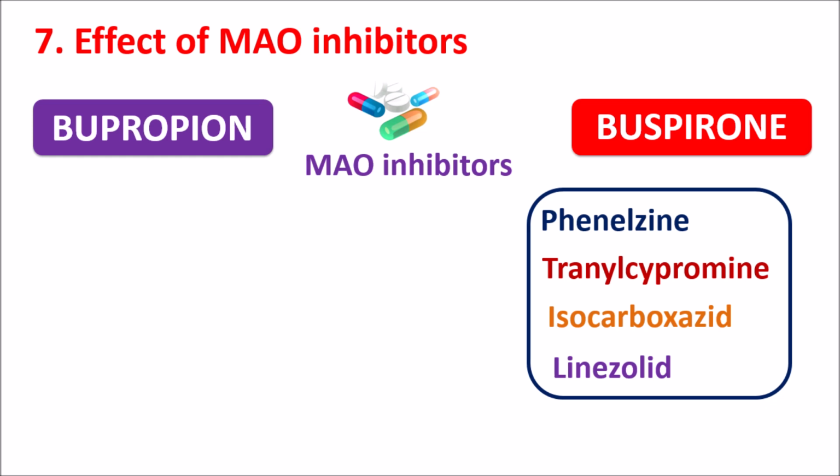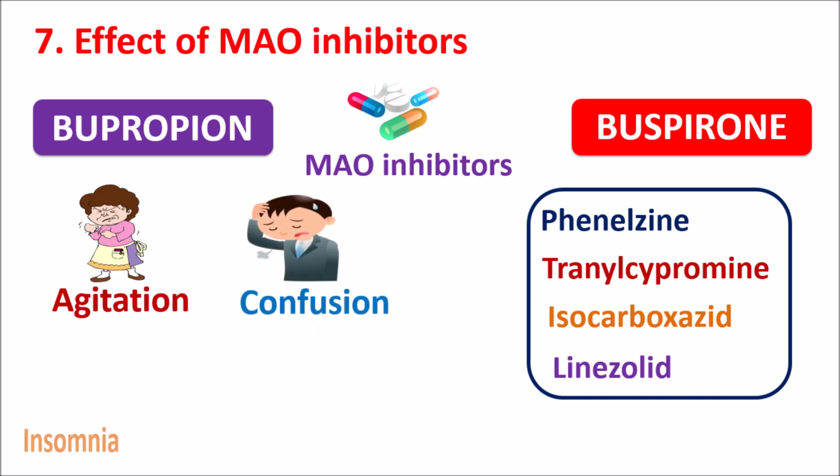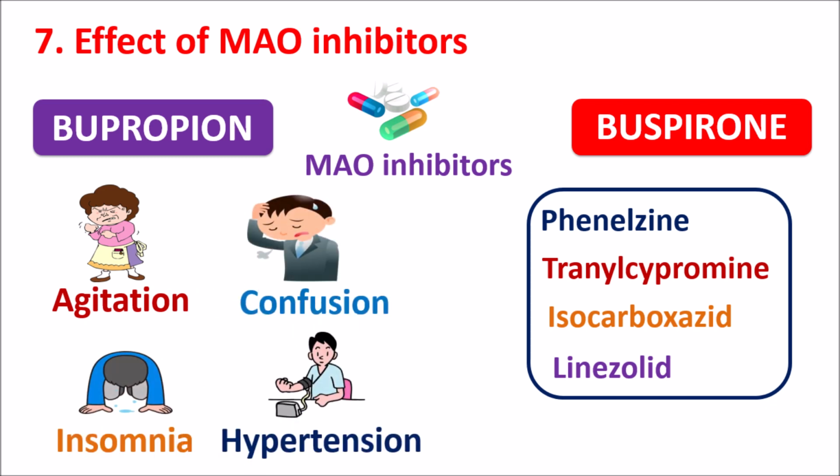When they are combined with bupropion and buspirone, they can produce serotonin syndrome, resulting in few of the symptoms like agitation, confusion, insomnia, and hypertension. All these are collectively called as serotonin syndrome. So these two drugs should be avoided with MAO inhibitors, and there should be at least 14 days gap between the administration of these drugs and MAO inhibitors.